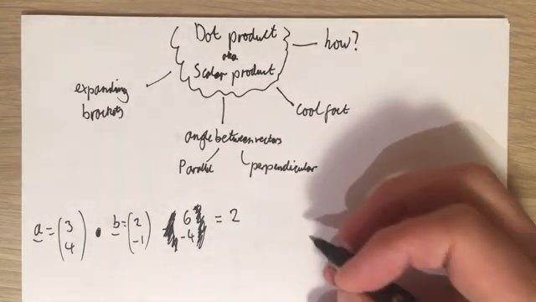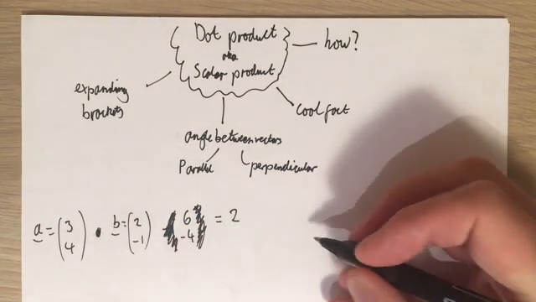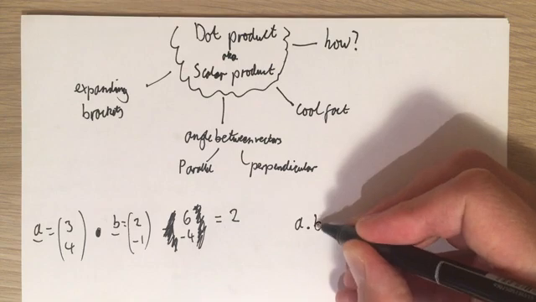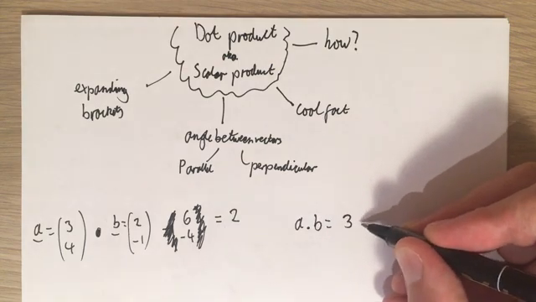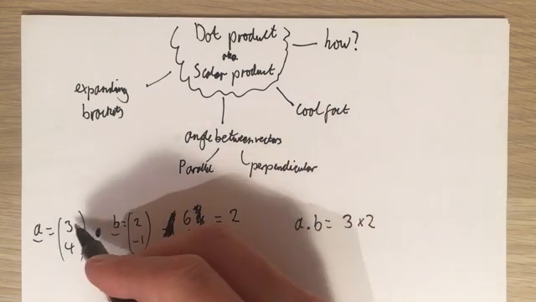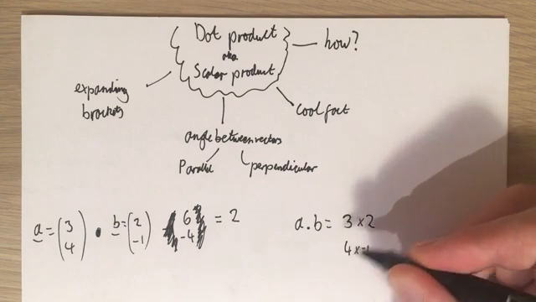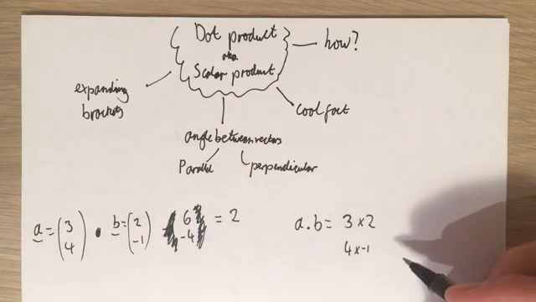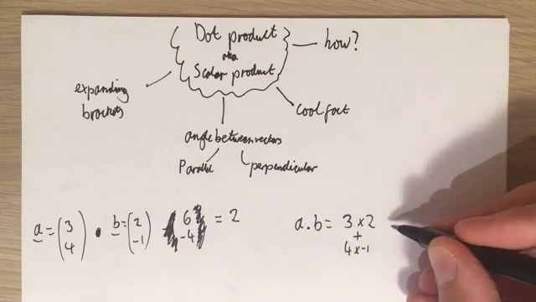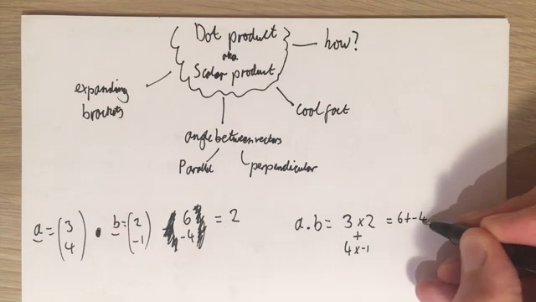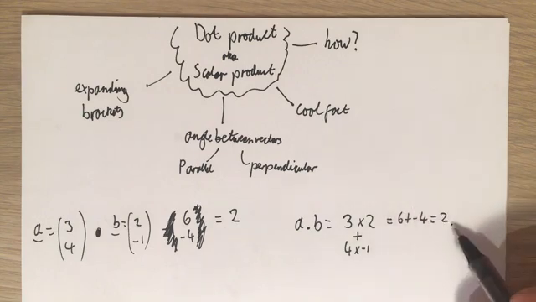So what we've done to work out the dot product with this big dot here, A dot B, is we're going to do 3 times 2, the top ones. We're going to do 4 times minus 1, the bottom ones. And then we're just going to add those 2 things together. 6 plus minus 4, which is 2. Okay. Now, why just add them together?